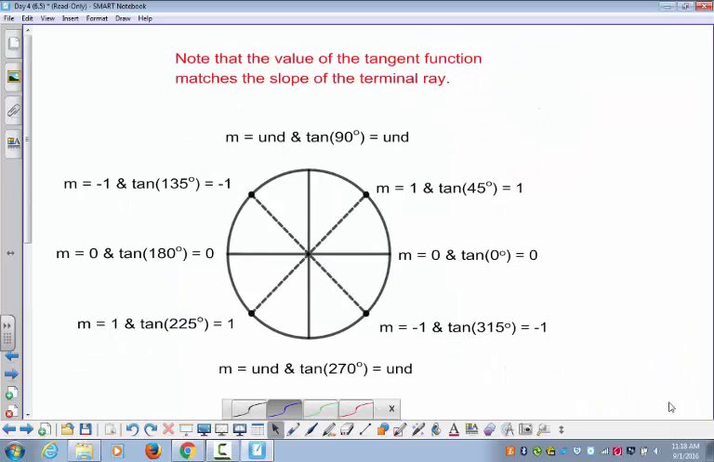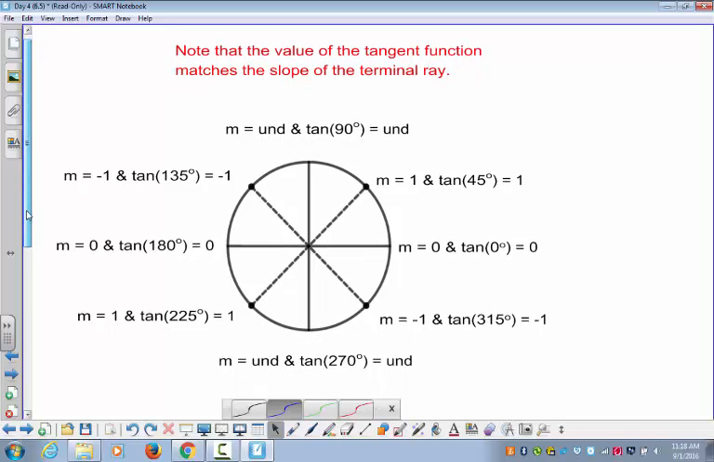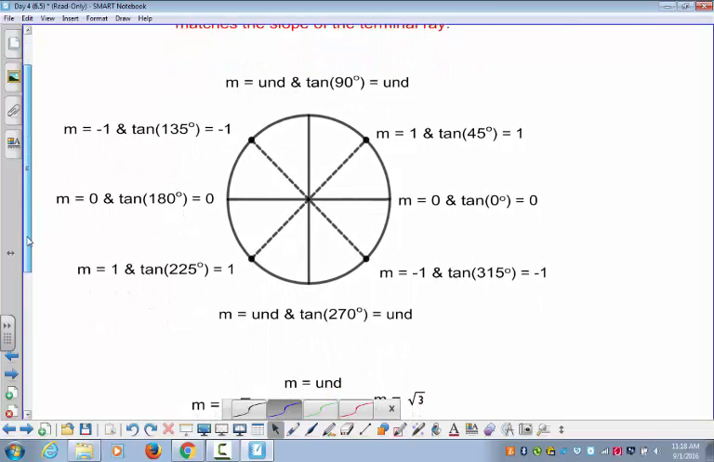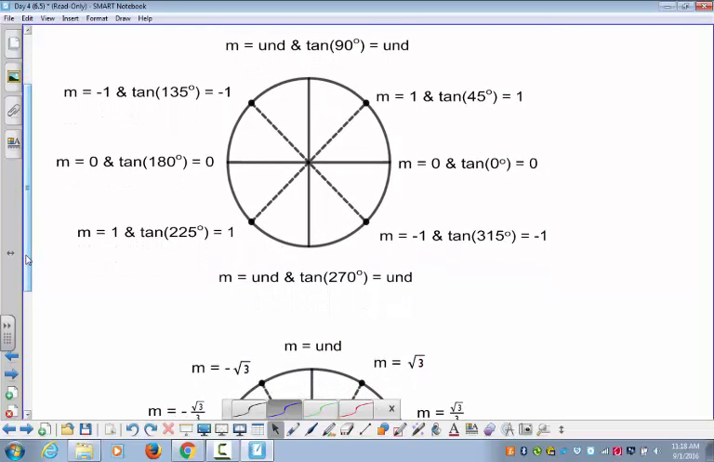Tangent values, what I've done here is just sort of drawn a summary of the tangent values for the 8 and 12 sector circle, and I've mentioned it several times that the value of the tangent is equal to the slope of the terminal ray. So if we look at 45 degrees here, the slope of that line is 1, value of tangent is 1. Come over here, value of tangent is negative 1, and that slope is negative 1. So the tangent value always matches the slope of the terminal ray. So that gives you a nice kind of check on things.